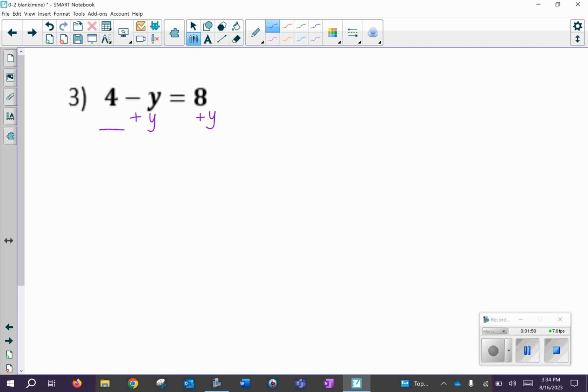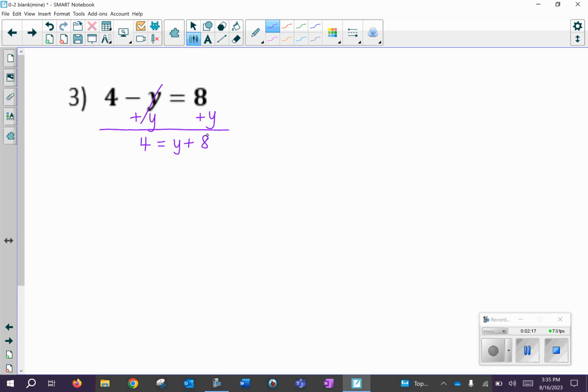I'm doing the same thing on both sides. I like to draw my line. And negative y and y are canceling out. So again, those are going away. 4 is what's left on this side. And then be careful, y and 8 are not like terms. So this really is just y plus 8. I put the variable first because that's what most people prefer. 8 plus y is the same as y plus 8.